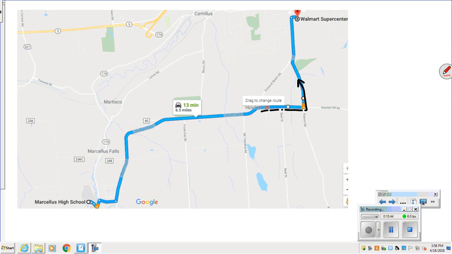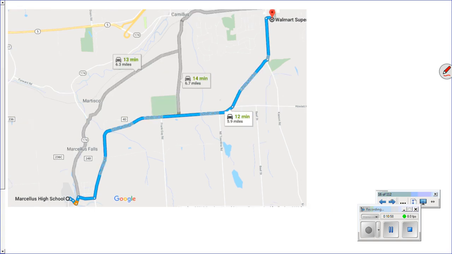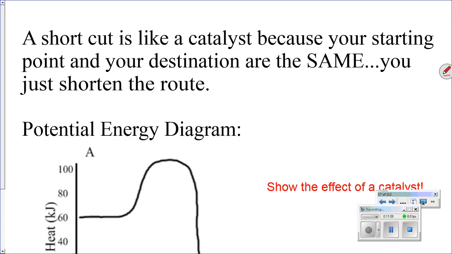Love those announcements. You would instead take Corporal Welch Road. So what you would usually do is obviously take that shortcut rather than taking Casson, going all the way up to Casson Road. So instead of 6.5 miles, you would only have to go 5.9 miles. So it saves you that little trip of having to go over here. So a catalyst kind of does the same thing with activation energy.